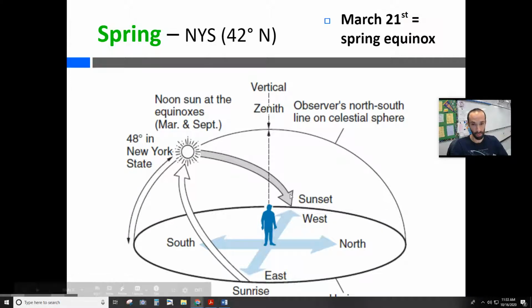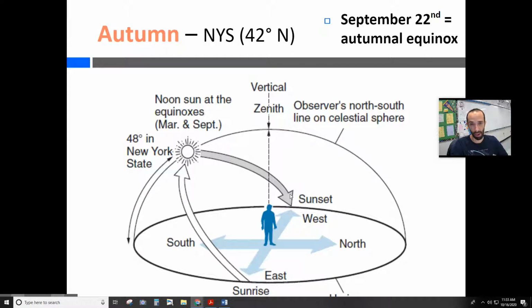Now, it would be impossible to tell the difference between this and this. They are identical. This is the autumnal equinox. Again, rising perfectly east, setting perfectly west. The only way you'd be able to know whether it's spring or fall is based upon the things around you, right? The foliage and so on, whether you have flowers blooming or flowers dying in the fall. So that's not going to be told by the celestial sphere.